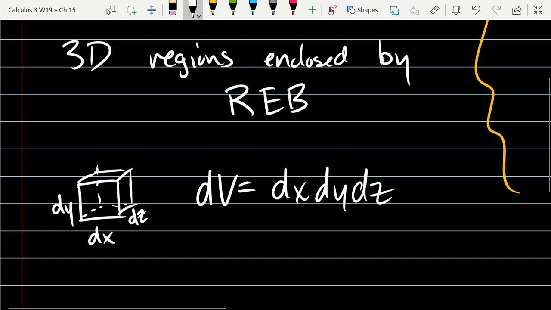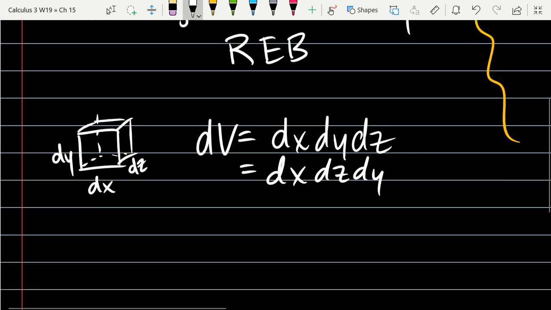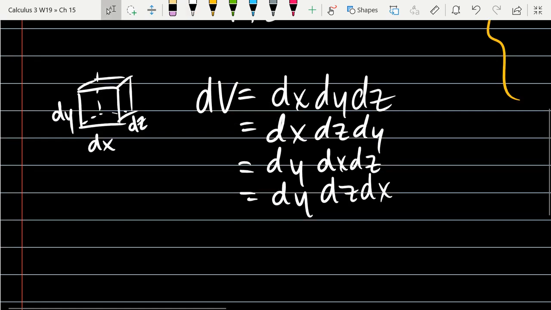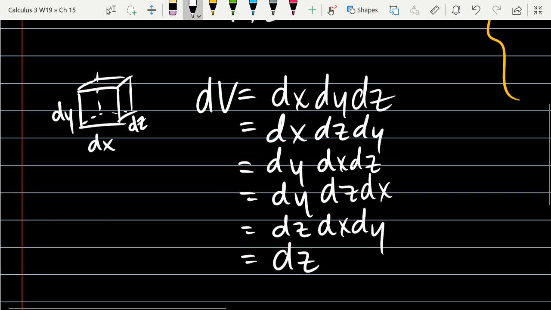You can multiply them in any order you want. There are six orders I could write out: dx dz dy, dy dx dz, dy dz dx, dz dx dy, dz dy dx. These are all the same dV.